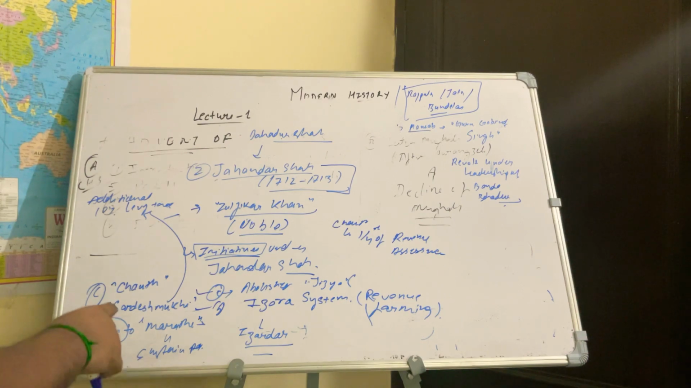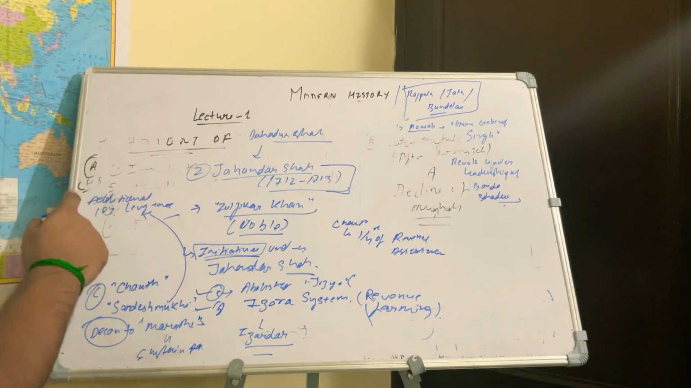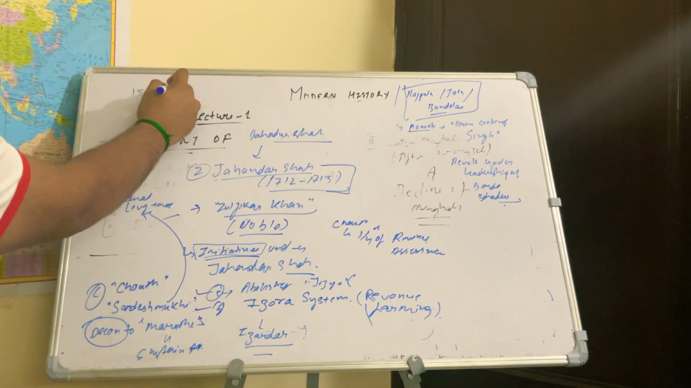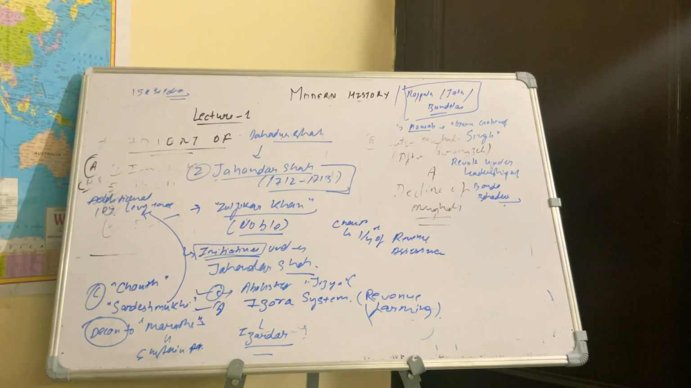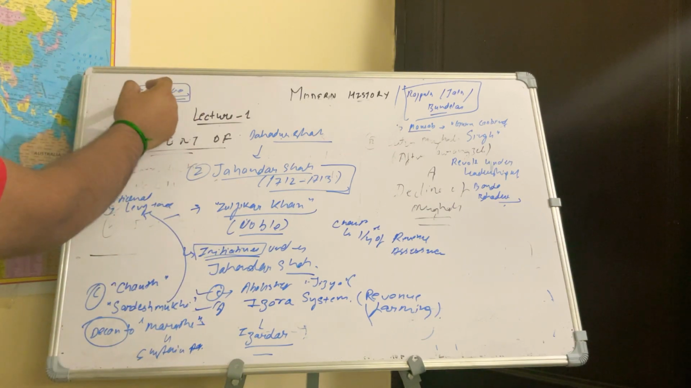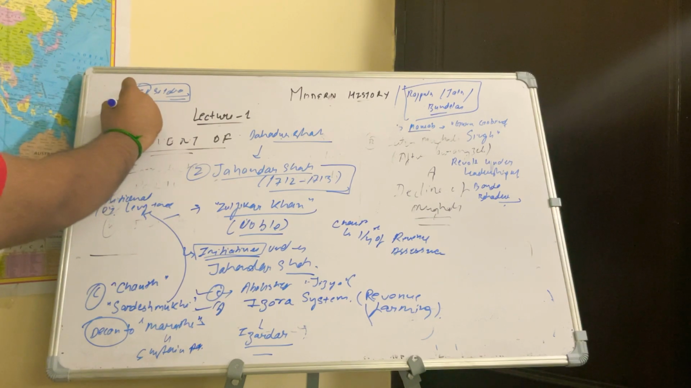After the Chauth and Sardeshmukhi were given to the Marathas by the Mughals in the Deccan, the Marathas in turn promised to maintain a contingent of 15,000 soldiers in the service and protection of the Mughal Empire. So on one hand the Mughals gave certain rights of the Deccan to the Marathas, and in return the Marathas promised 15,000 soldiers for the protection of the Mughals.